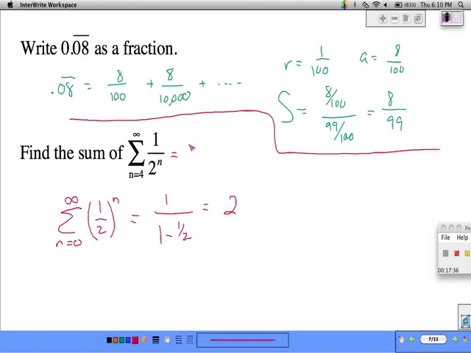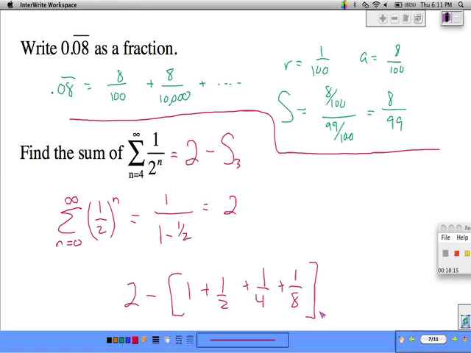What we can do is take this 2 and subtract the third partial sum. And notice that I need to start at 0 here to make my first term equal to 1. So when I find this third partial sum, I'm actually starting by plugging in n equals 0. So this sum is going to be 2 minus 1 plus 1/2 plus 1/4 plus 1/8, and that sum is 1/8.